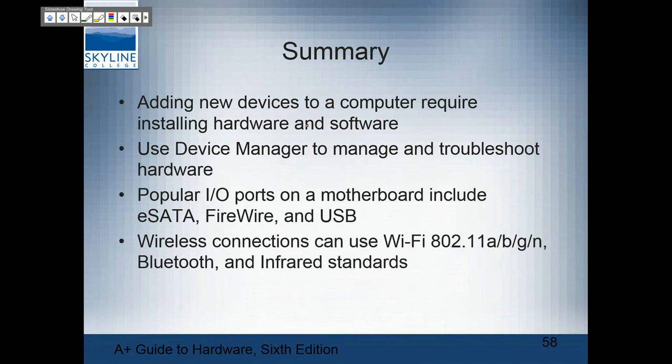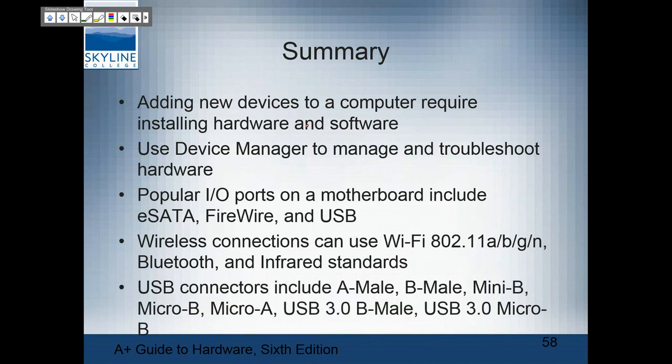Wireless connections, 802.11 A, B, G, and N. 802.11 AC is the new standard, which is much faster and also, at this point in time, very expensive. Bluetooth actually is part of the 802.11 standard, just a shorter range. Infrared, you know that it exists, not really used a whole lot anymore. If you need absolute privacy in a wireless world, infrared would be the way to go, but you're going to have a much slower device if you do that.